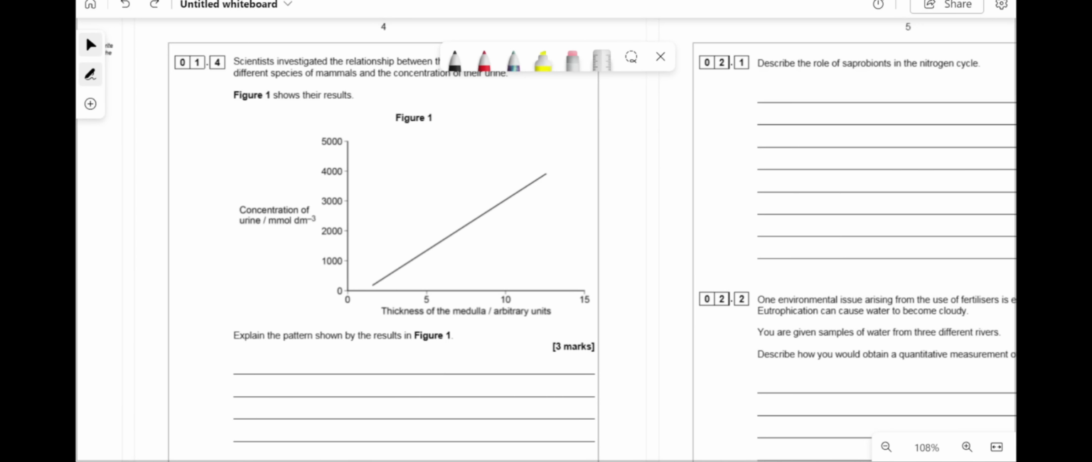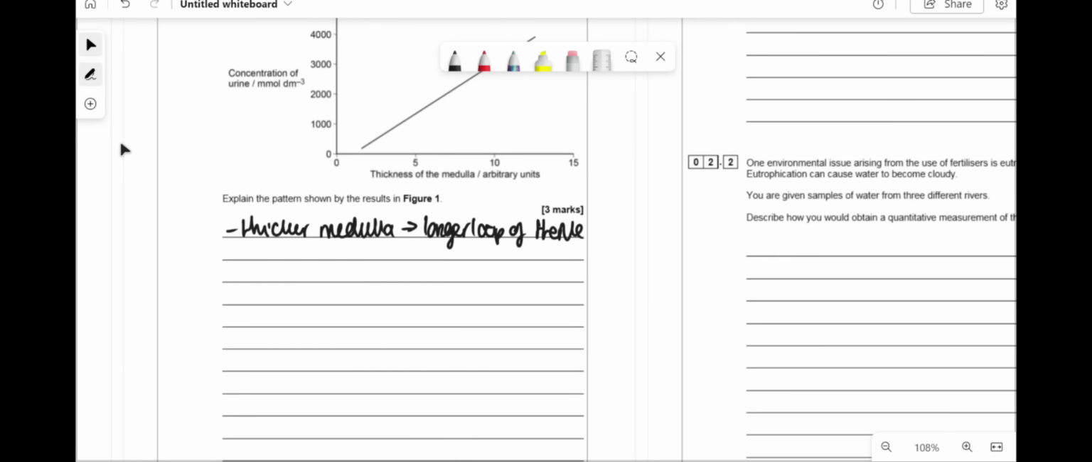So we need to think about what's going on here. The first thing you need to appreciate is that if you've got a thicker medulla, you have a longer loop of Henle. These questions nearly always test that sort of fact, that this organism has a longer loop of Henle. So thicker medulla gives you a longer loop of Henle. So we need to now explain the implications of what a longer loop of Henle means.